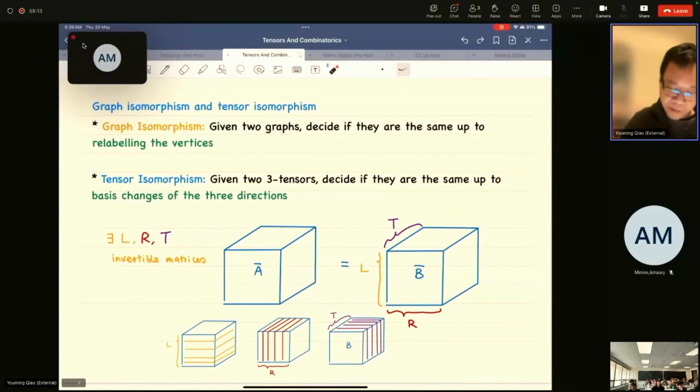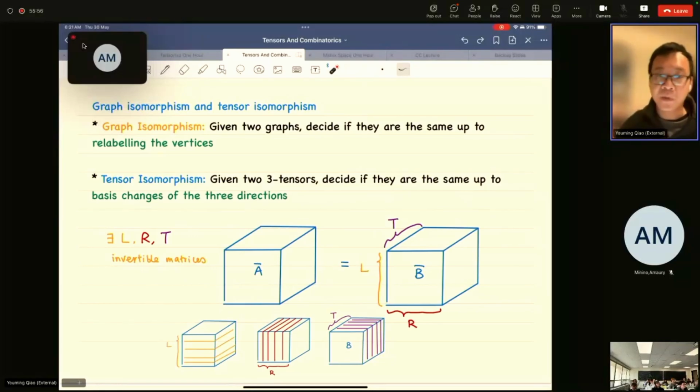So, briefly summarizing what I just said. You want to know whether there exists an invertible matrix L, an invertible matrix R, and an invertible matrix T, such that when you use L to do the linear combinations of the horizontal slices, use R to do linear combinations of the vertical slices, and use T to do the linear combinations of the frontal slices, then you make B the same as A. Okay, so this is the tensor isomorphism problem.